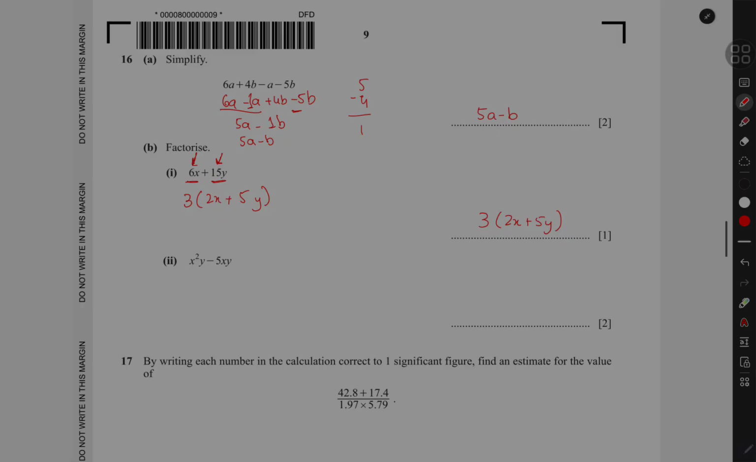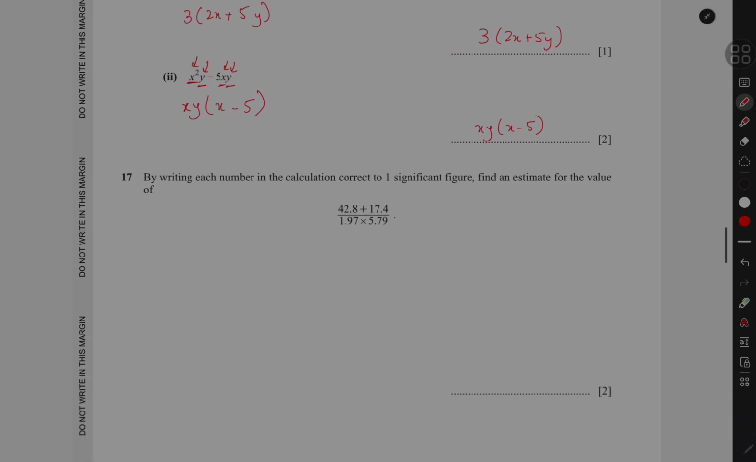Next, x squared y minus 5xy. So this term has 2 x's, 1 y. This one has also 1 x, 1 y. So I can take out 1 x and 1 y from each of these. If I take out x and y, it had 2 x's, 1 x remains, it had only 1 y, so nothing else remains. Minus 5, because I took out 1 x and 1 y. So that is how you do it. xy times x minus 5.